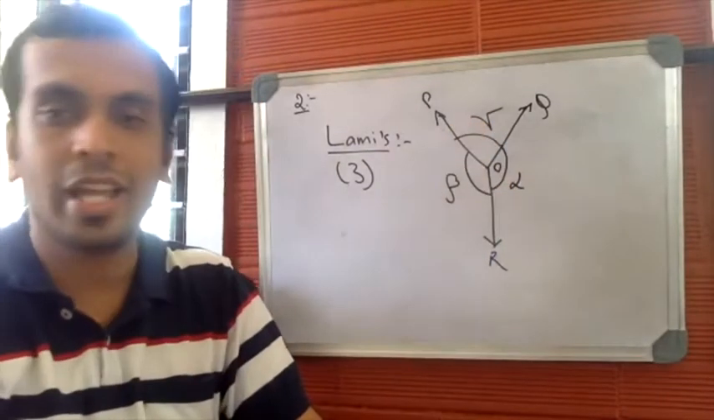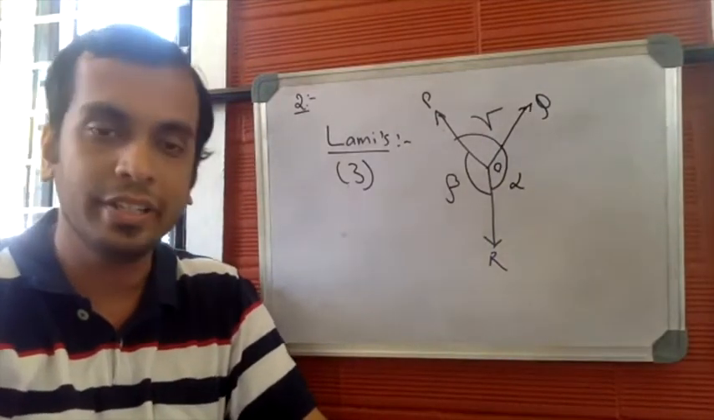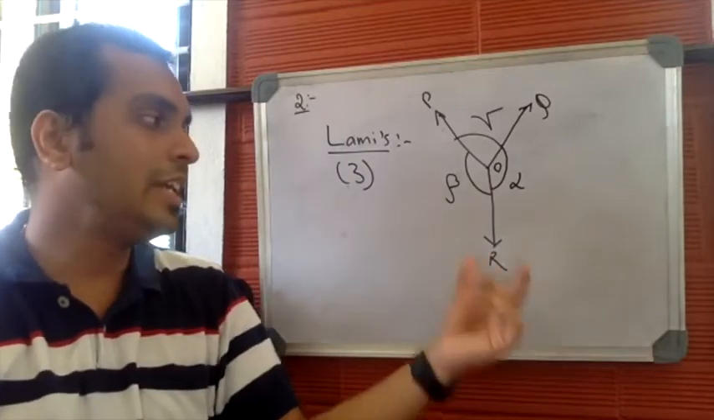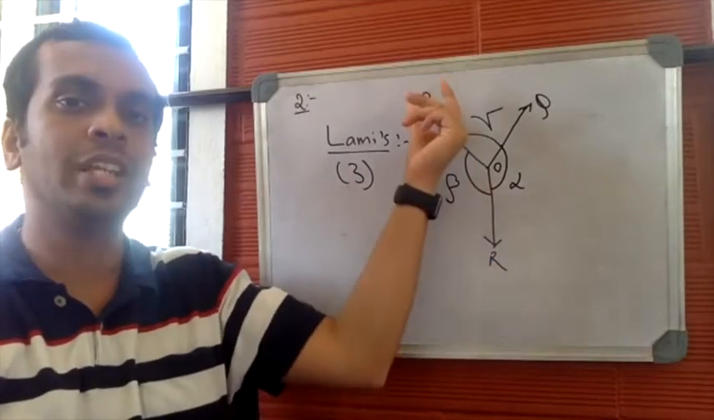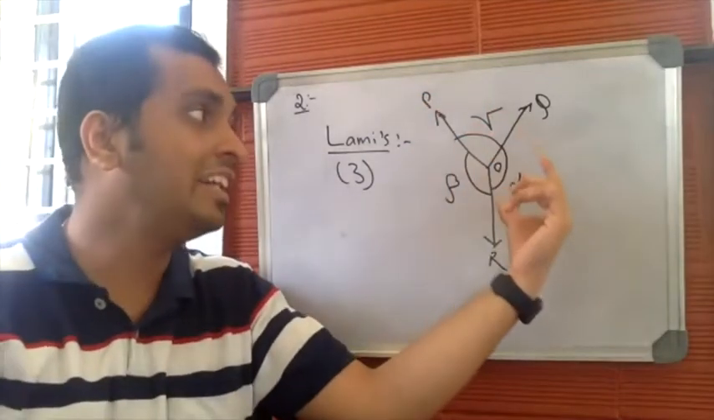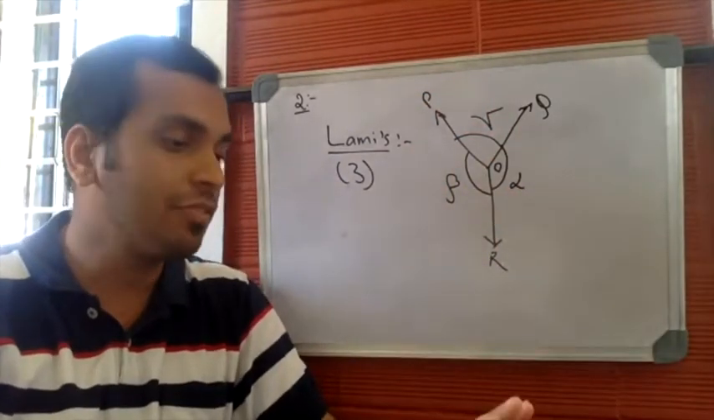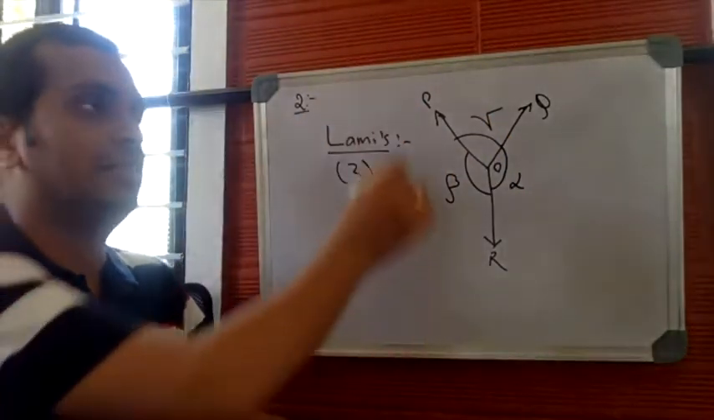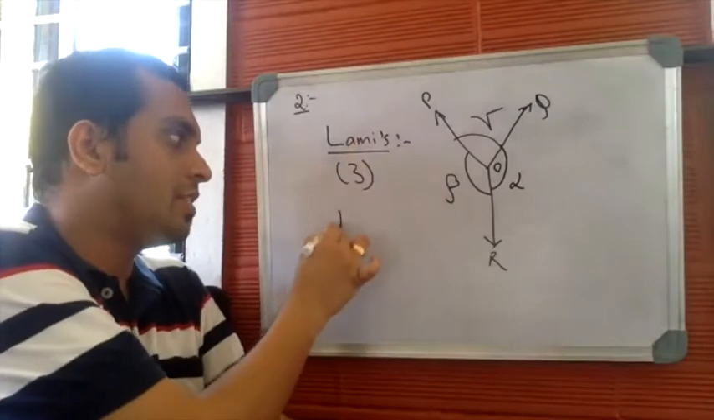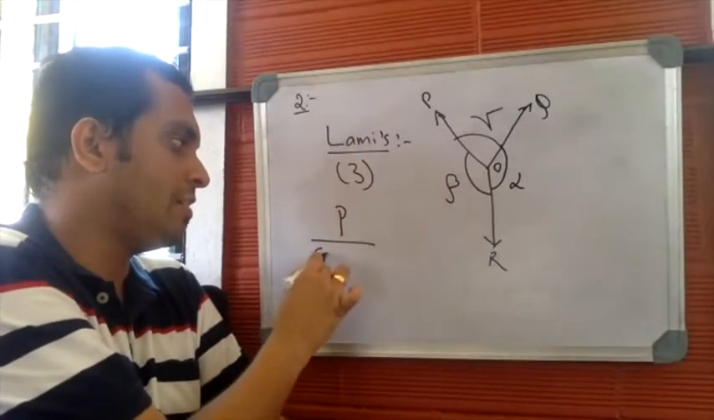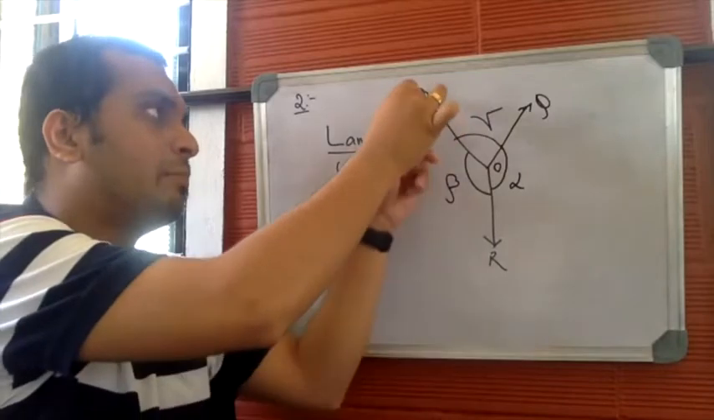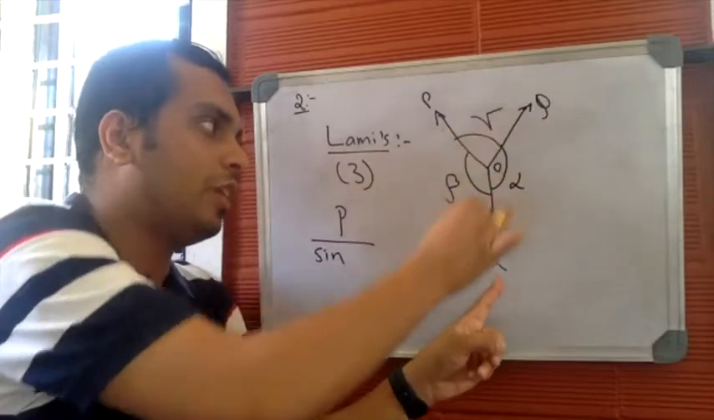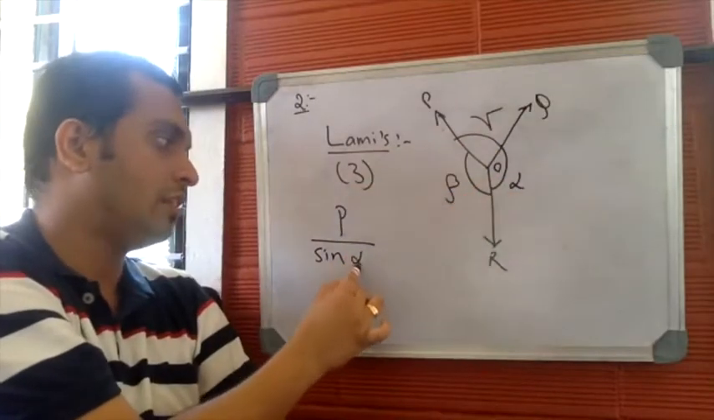If three forces acting on a particular body or a point are under equilibrium, then each force is proportional to the sine of the angle between the other two forces. Each force is proportional to the sine of the angle between the other two forces. Here, P is one of the forces. P is proportional to the sine of the angle between the other two forces, Q and R.